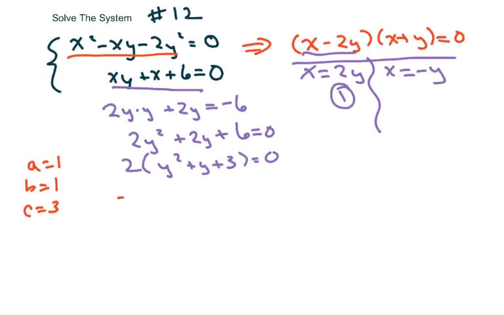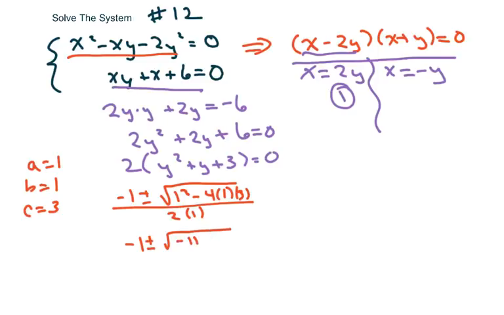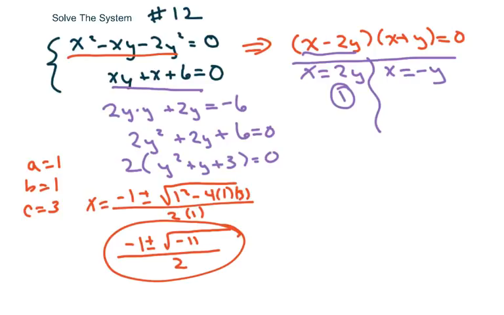So I'm going to get negative 1 plus or minus the square root of 1 squared minus 4ac, all over 2a, which is going to give you negative 1 plus or minus the square root of negative 11, over 2. Now, right there, that should tell you there's no real solutions. As complex solutions, this was x equals. But there's no real solution, so we're just going to write no real solutions for this one.